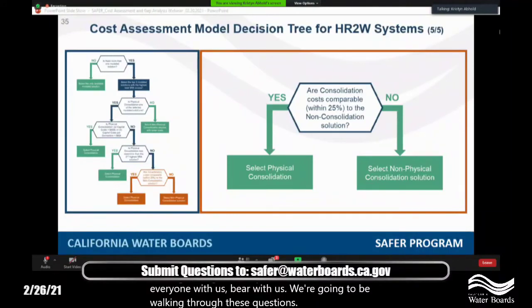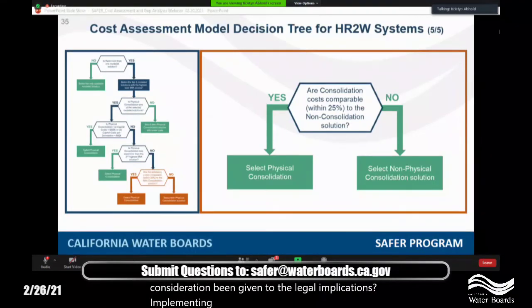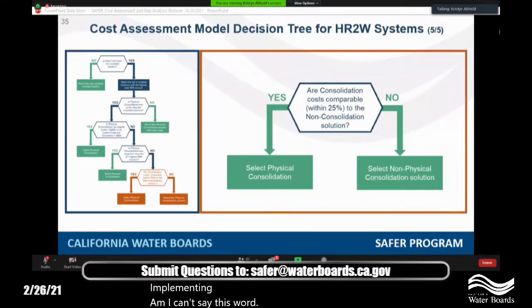The first one says, we are appreciative of the inclusion of POU and POE devices for systems with fewer than 200 connections, state small water systems and domestic wells. Has any consideration been given to the legal implications that may make their use difficult? Tara, did you want to respond?